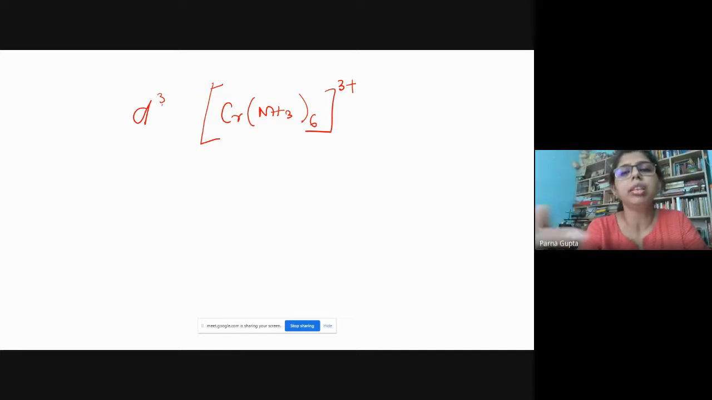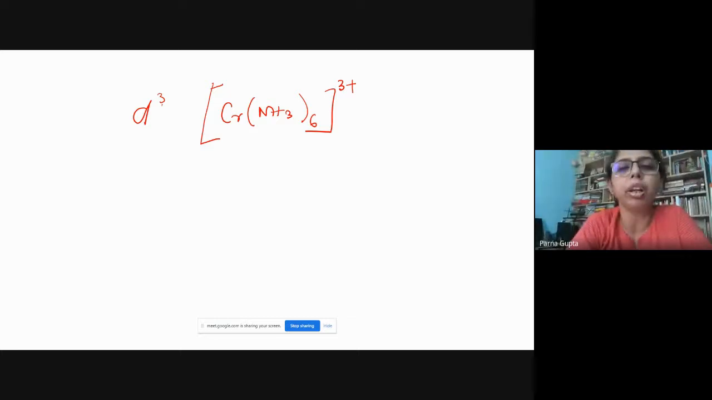This can be taught in different orders. I can tell you the spectroscopic selection rule first or all these things, but I have followed this order so that you can follow one textbook.